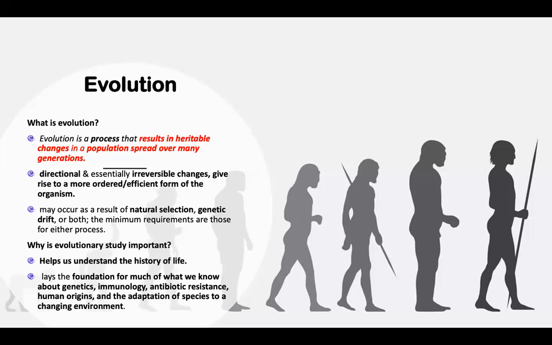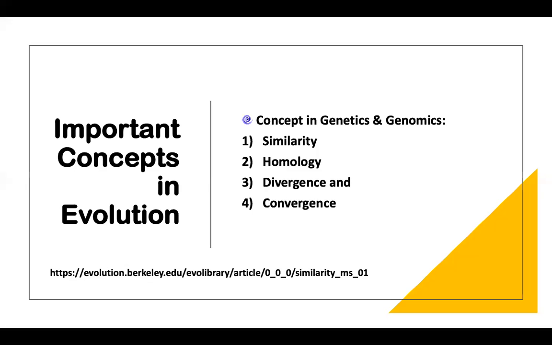By studying evolution and similarity and homology in organisms, or similarity in genes and proteins, we can try to make sense of why it happened, and we can also start predicting what can be next or what's going to happen next. So these are the important concepts in evolution that you need to have an idea about.